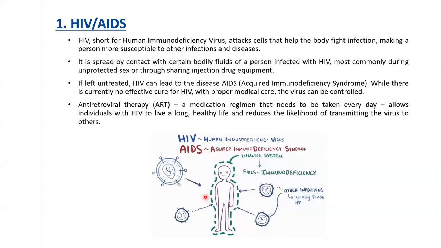Number one is AIDS, HIV, that is a viral STD. HIV, short for the human immunodeficiency virus, attacks cells that help the body fight infection, making a person more susceptible to other infections and diseases. Basically, there is a type of cells called T lymphocytes in the body that are a type of white blood cells. T cells make up the immunity of the body. This virus attacks those cells providing the immunity. So this virus lessens the person's immunity against infections, and that person gets more susceptible to infection.